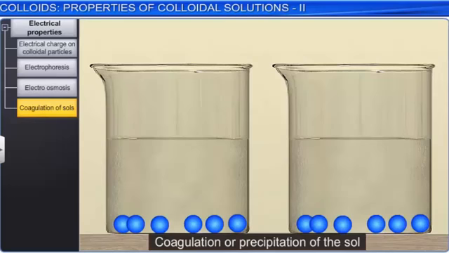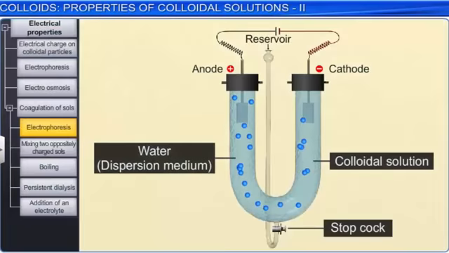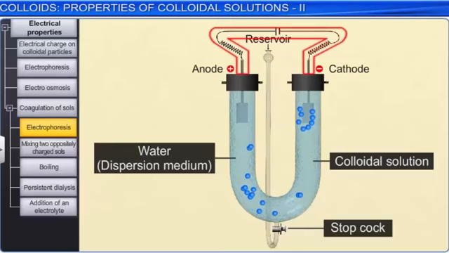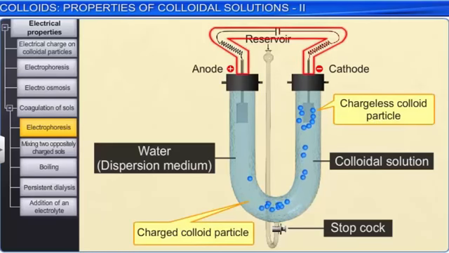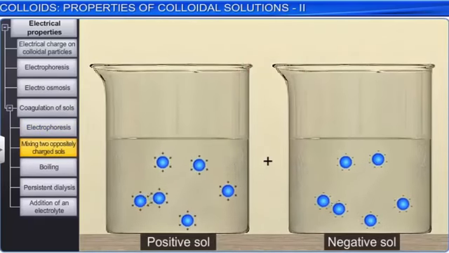The coagulation of a lyophobic colloidal solution can be achieved in a number of ways. One method is electrophoresis. You know that the colloidal particles in a colloidal dispersion move towards a particular electrode under the influence of an electrical field. If the process is carried over a prolonged period of time, then the colloidal particles get discharged at the oppositely charged electrode and get coagulated. Another method used to bring about coagulation is by mixing two oppositely charged sols.